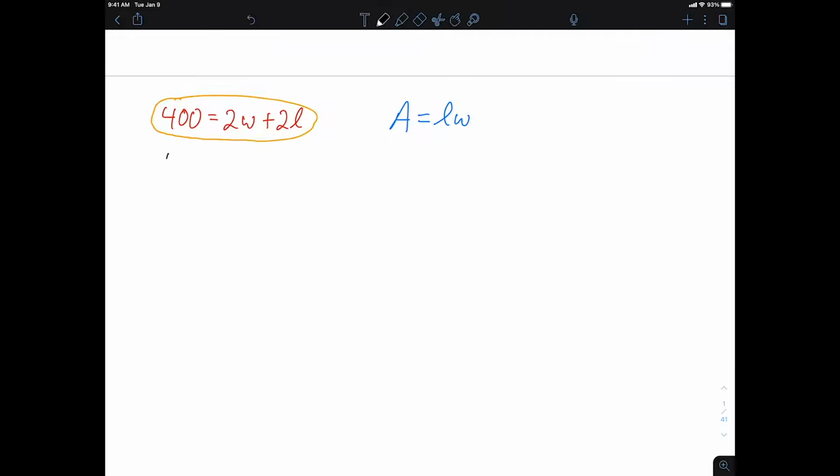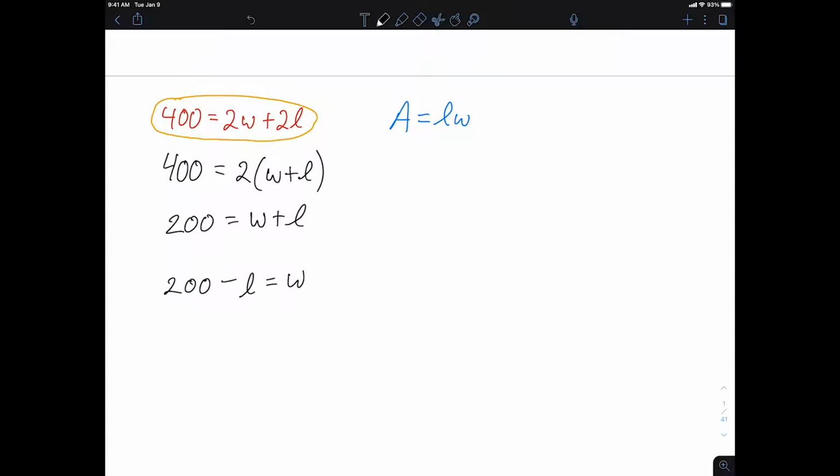So if we work with this equation, 400 equals 2 times W plus L, I want to solve for one of the two variables, W or L. So I can factor out a 2 and then divide by that 2 and get 200 equals W plus L, which tells me that 200 minus L equals W. So there's manipulating that constraint equation so that one variable is equal to something involving the other variable. In this case, W equals 200 minus L.